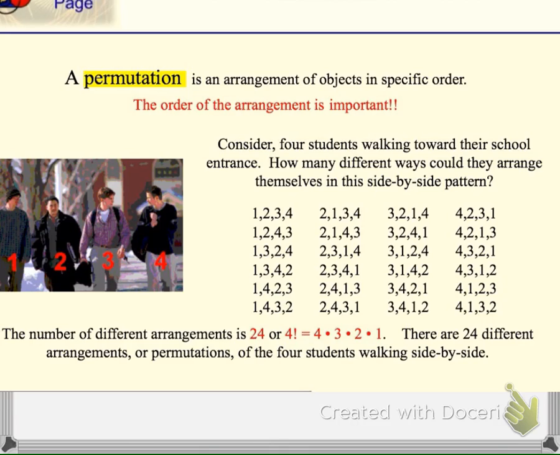So consider 4 students and they're walking towards the school entrance. How many different ways could they arrange themselves in this side-by-side pattern that they have? Well, we could have it be person 1, 2, 3, and 4, or we could go 1, 2, and have 4 and 3 switch, or we could go 1, 3, and 2 and 4, and so on. There are 24 different combinations, and you'll notice that there are 6 combinations with 1 in the lead, and 6 with 2 in the lead, and 6 with 3 in the lead, and 6 with 4 in the lead.